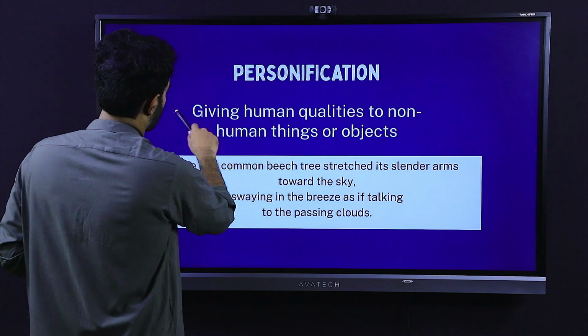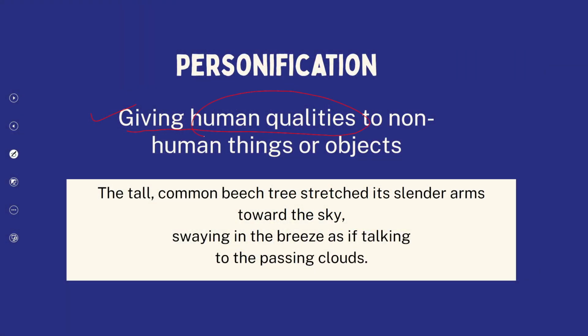Now look, it's like giving human qualities to non-human things or objects. It can be an animal or any inanimate object. "The tall, common beech tree stretched its slender arms towards the sky, swaying in the breeze as if talking to the passing clouds." We know that trees do not stretch like humans.